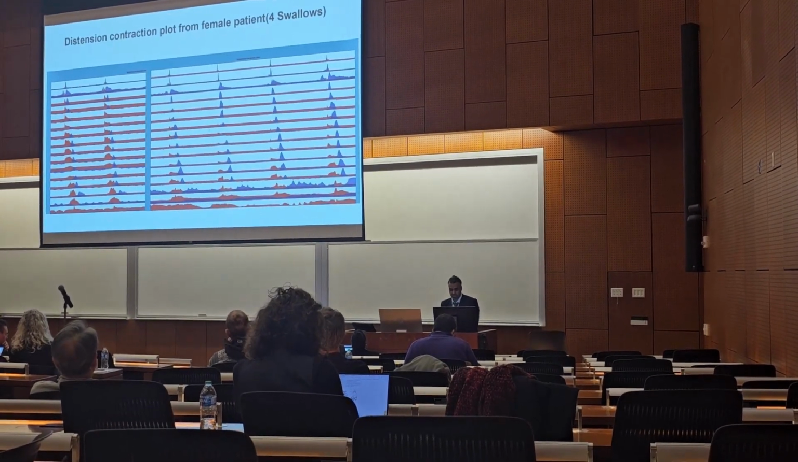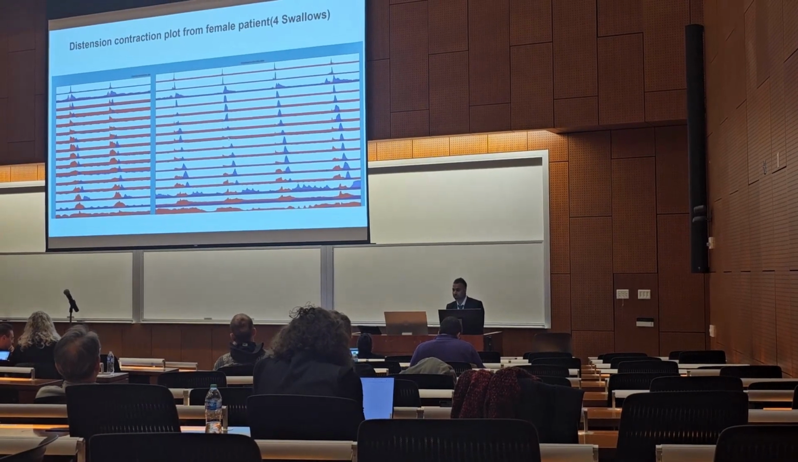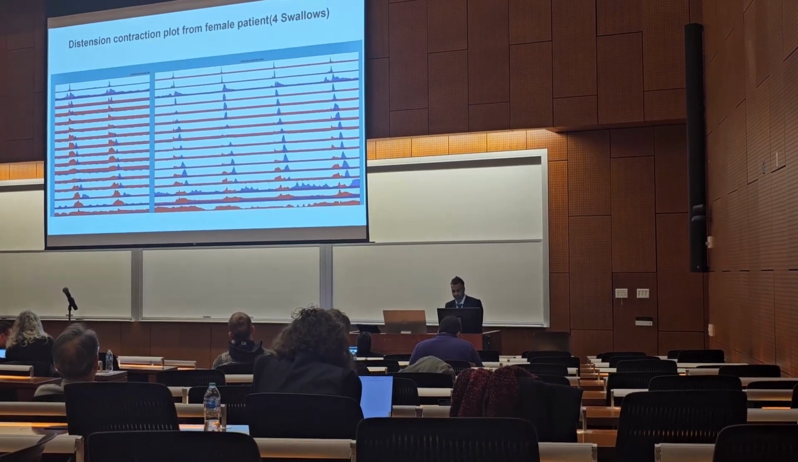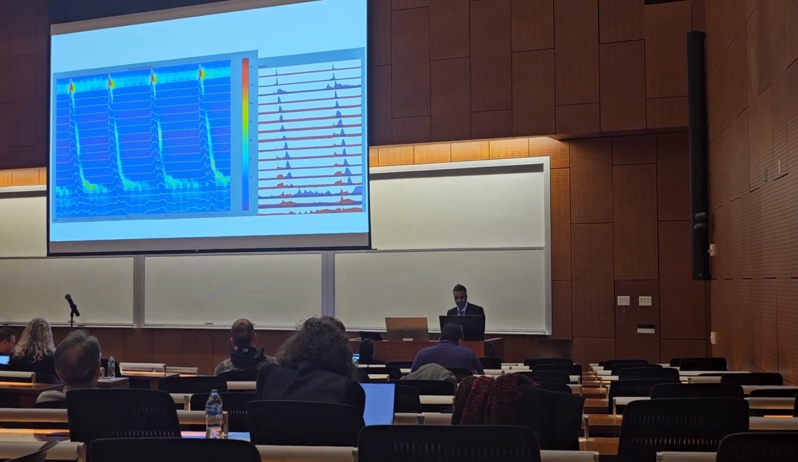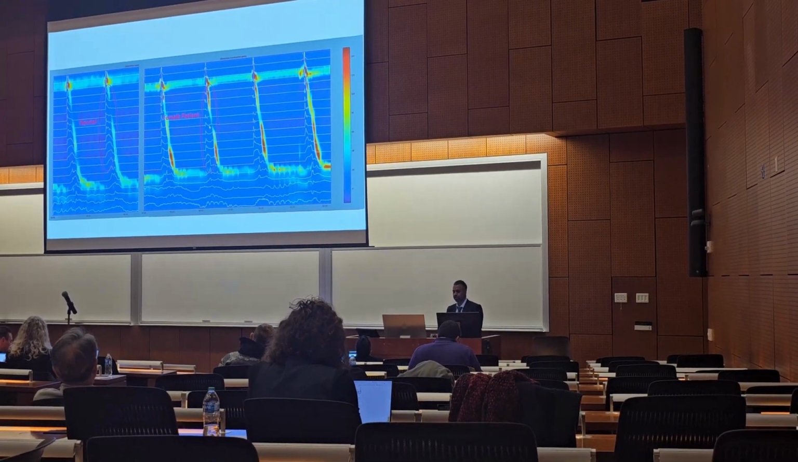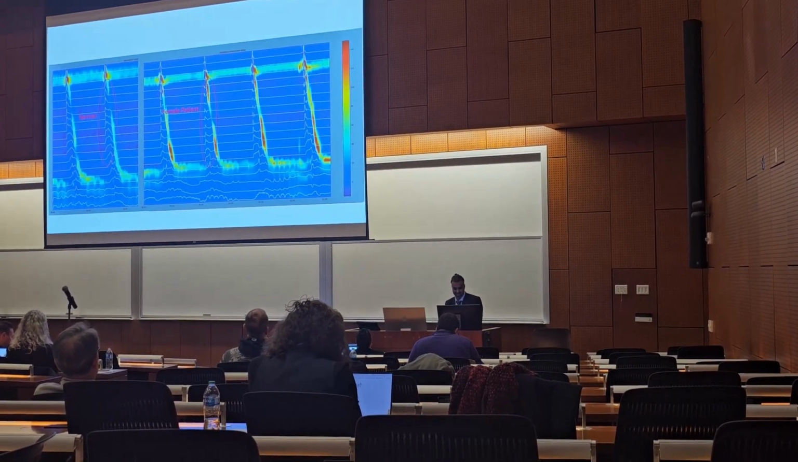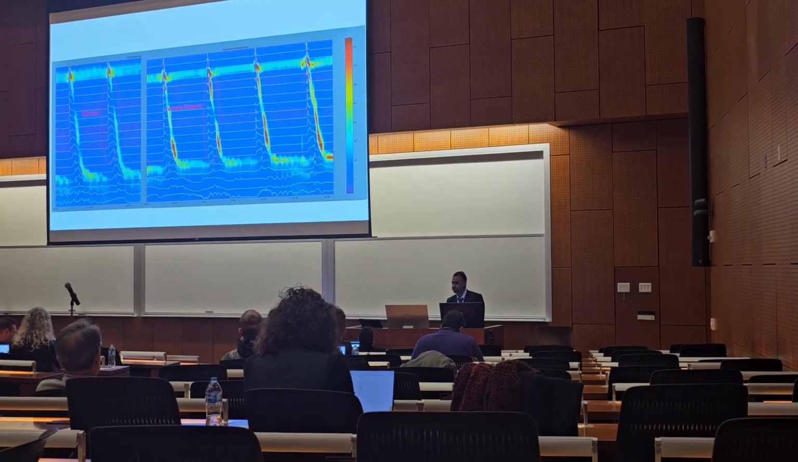Do you see any difference? When you see her distension patterns, she doesn't have any, she has poor distension, although her pressure signals look normal. This is another way to visualize it, the distension in this female patient. So I used to work in cardiology. I call it the arrhythmia of the esophagus. You can see the distension is arrhythmic.